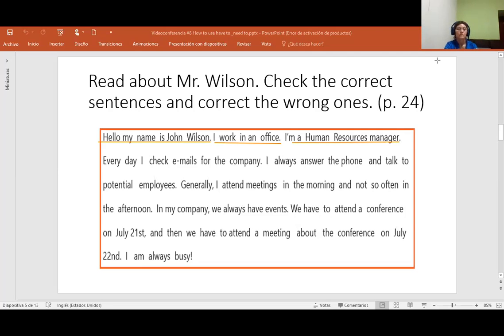Angie, sentence number one. This is the first sentence. Hello, my name is John Wilson. Very good. Hello, my name is John Wilson. Ahora léame la oración. Solo vamos a leer una oración para dar más espacio a practicar a los demás. La oración comienza en la mayúscula y termina en el punto. Okay? You start with the first sentence.